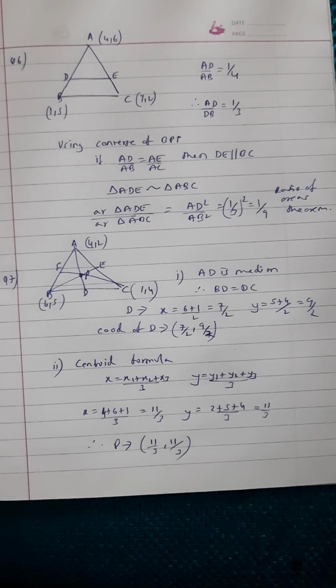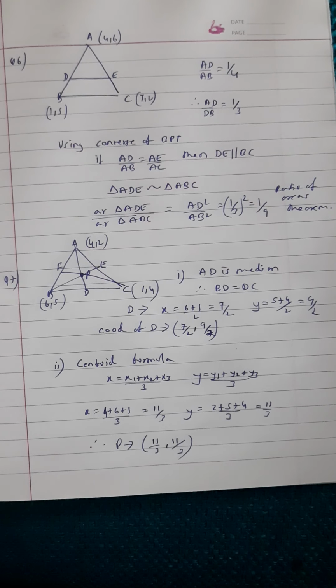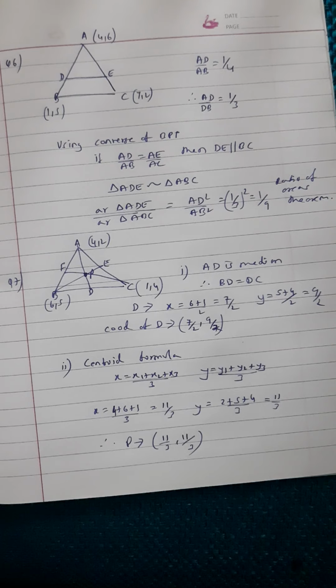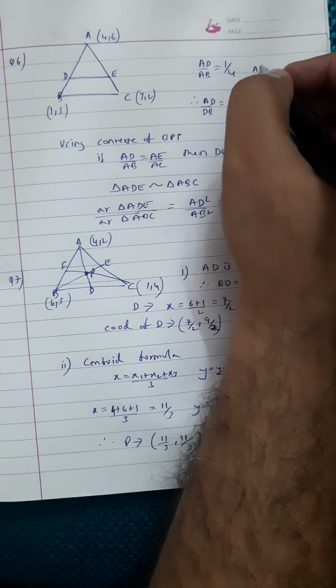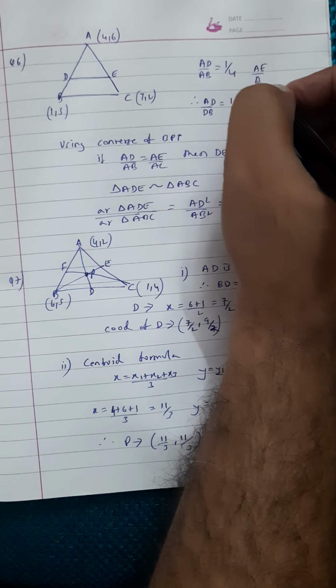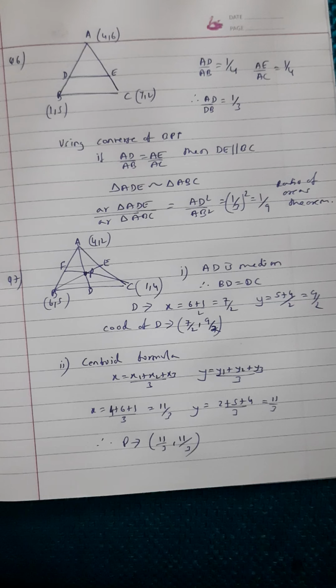And they have asked us to use theorem numbers which are mentioned in the text and find out the ratio of the areas of triangle ADE and ABC. Okay, we have to find the ratio of their areas. So AD by AB is given 1 by 4. Also it is given to you that AE by AC is also 1 by 4. Okay, so that's already given to us.